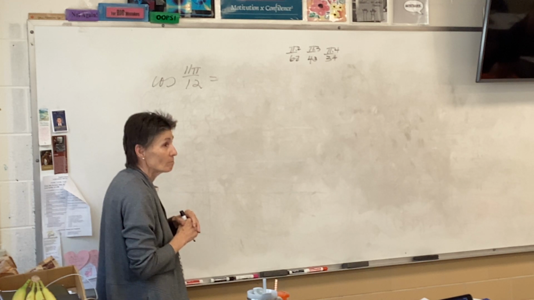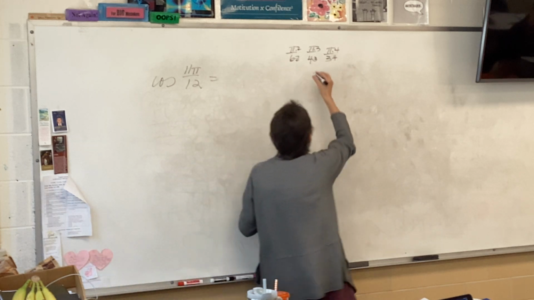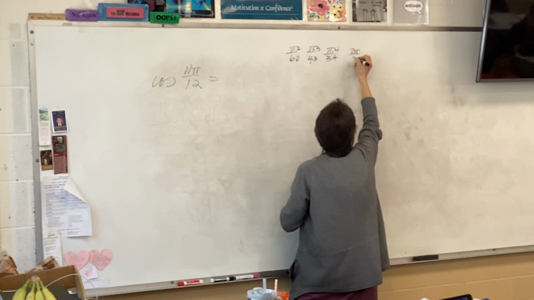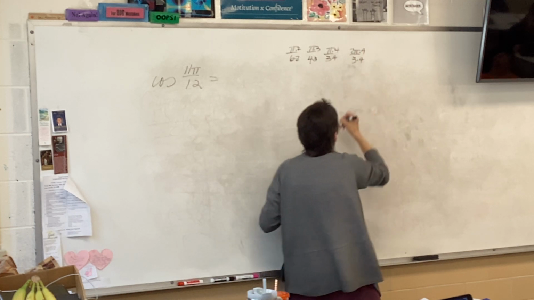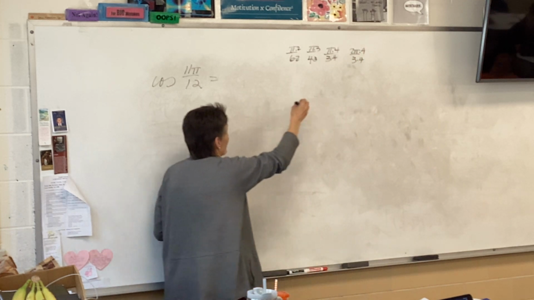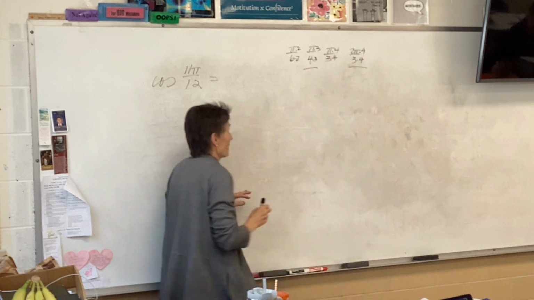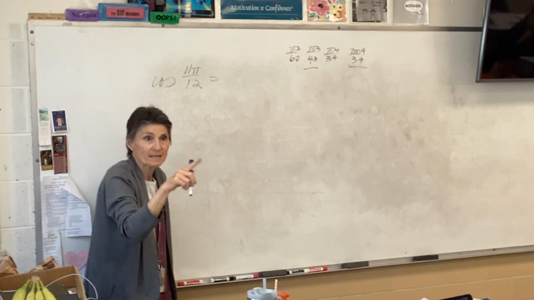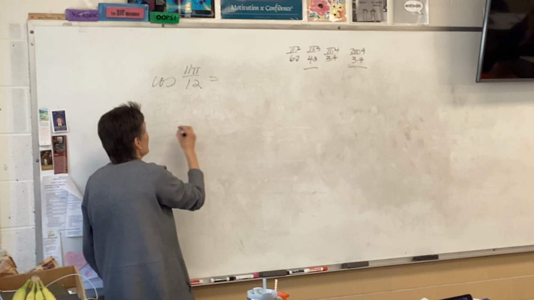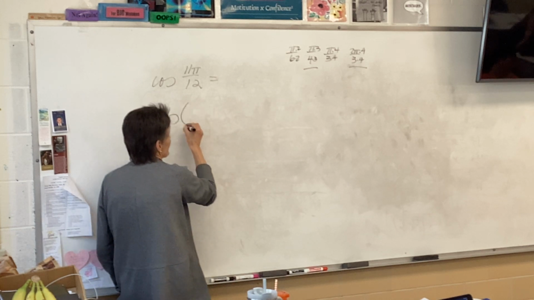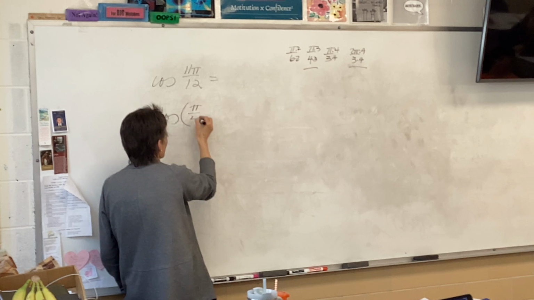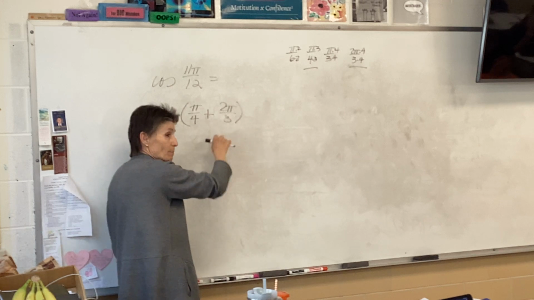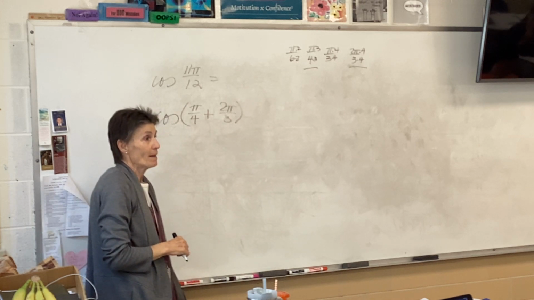Might have to go bigger. Might have to go bigger. So maybe, what would be next after that? 2 pi over 3? That would be 8/12. That'll work. What if I add this one and this one together? Will that give me 11? And that's one option. You could find other options that would also work. But I'm gonna have the cosine of pi over 4 plus 2 pi over 3. Because those two numbers added together make 11/12.